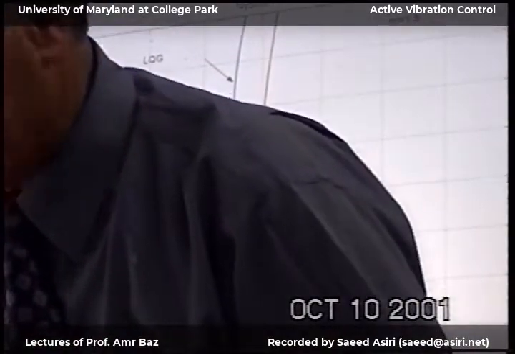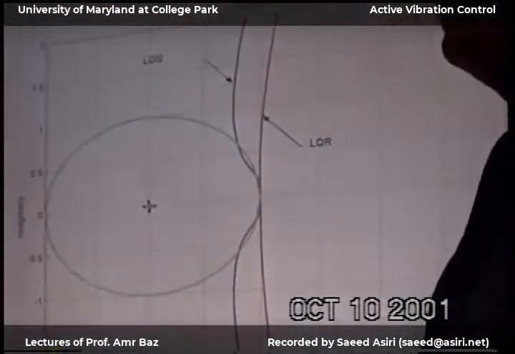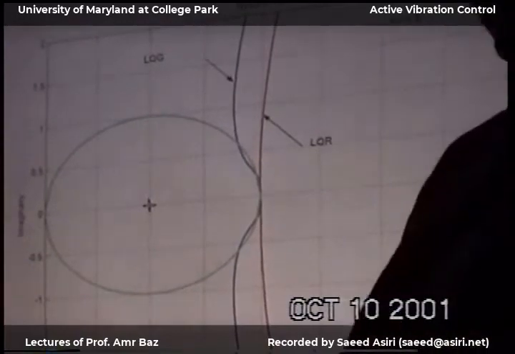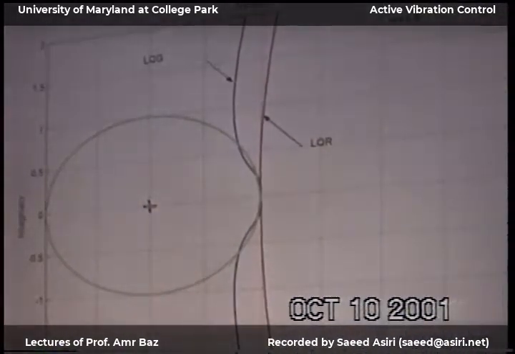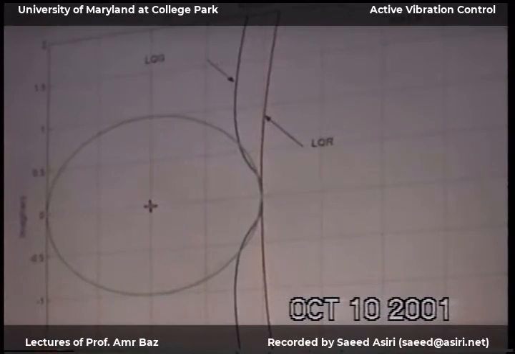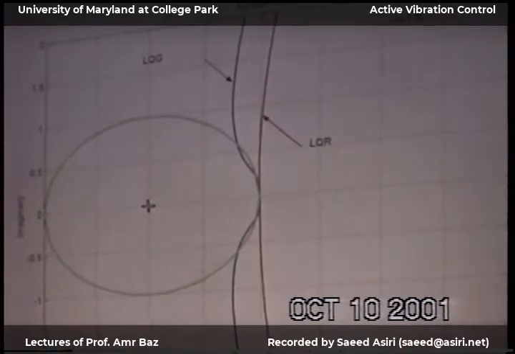Can I ask you a question? Yes, ma'am. I'm not very good with Nyquist plots. I've been using them. What about that would make it unstable? Is it the amount of times it crosses the circle, or the fact that it crosses the circle, period?